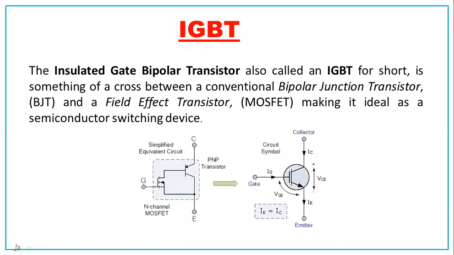So IGBT, as we can expand it, insulated gate bipolar transistor, is actually something like a cross between a bipolar junction transistor and a field effect transistor. So IGBT is roughly equal to BJT plus a MOSFET. So the properties of BJT and MOSFET will be combined. So we will have a combined benefit when we use IGBT for switching purposes.